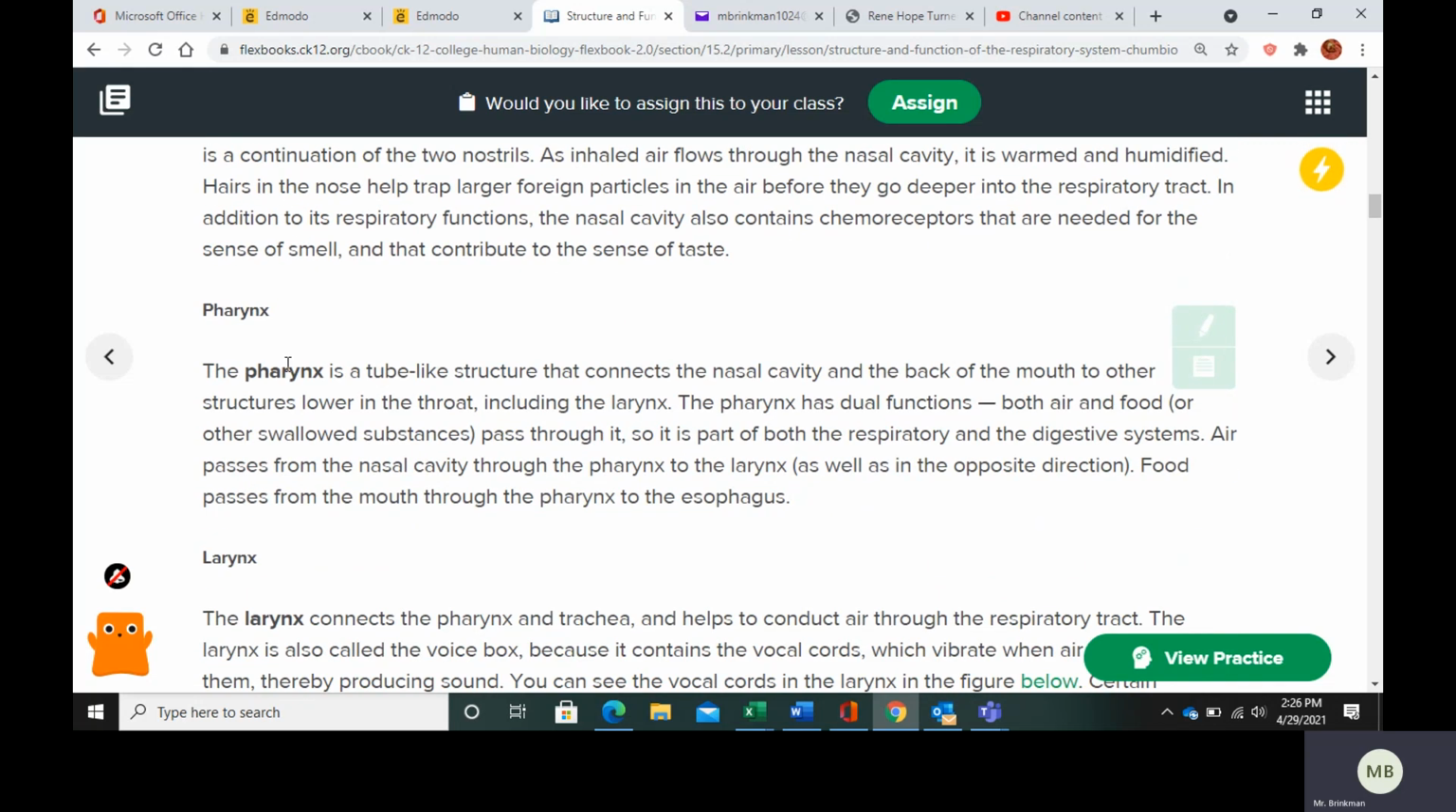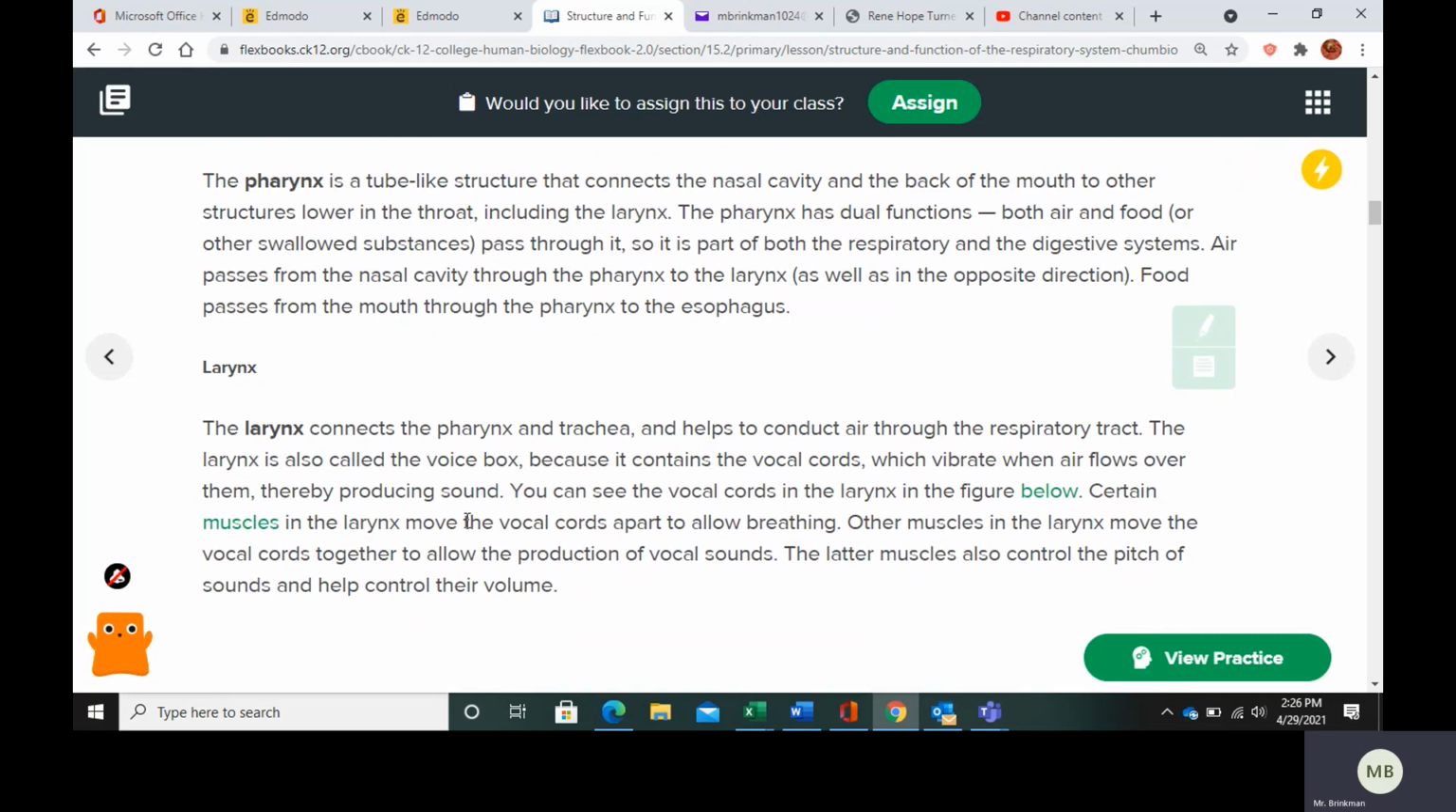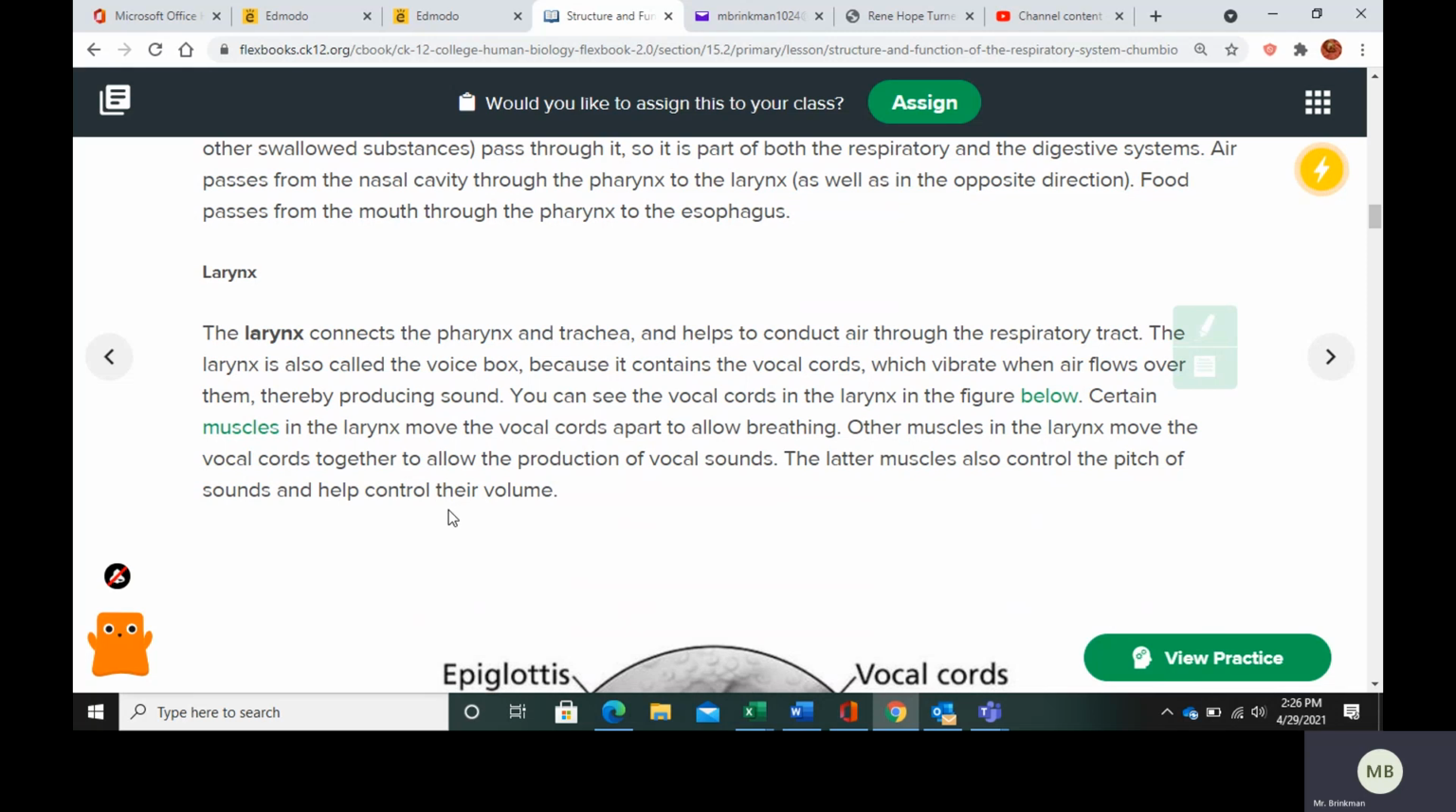The pharynx is a tube-like structure that connects the nasal cavity and the back of the mouth to other structures lower in the throat. The pharynx takes in air, but it also takes in food. Food passes from the mouth through the pharynx to the esophagus. So we're actually going to look at how we prevent food from getting breathed into the respiratory system.